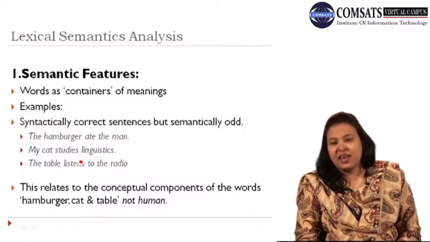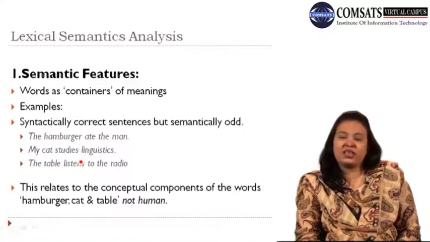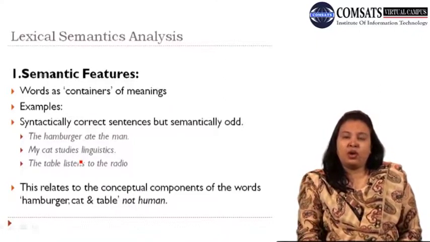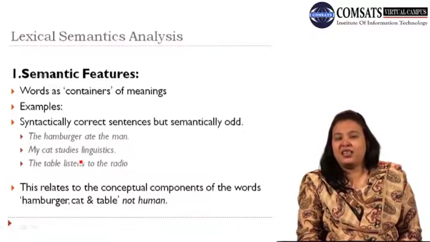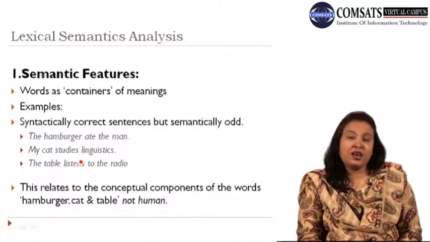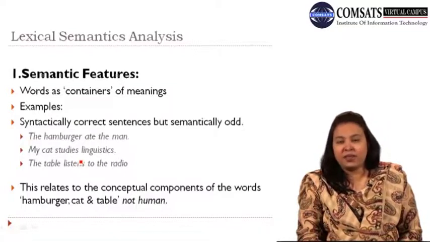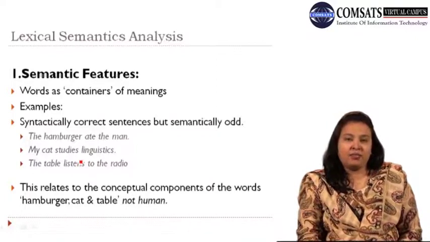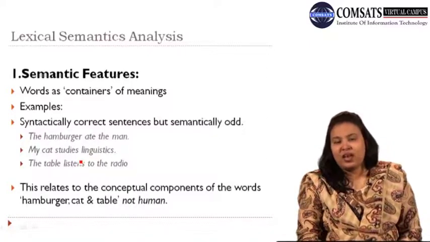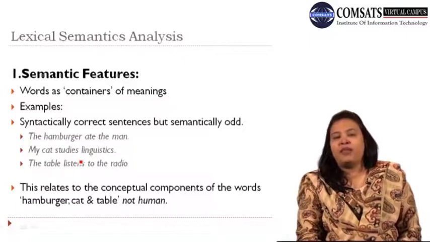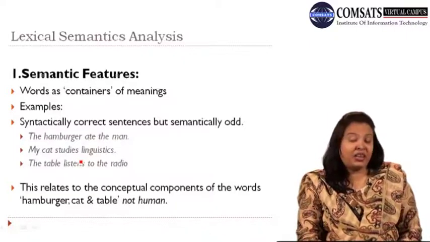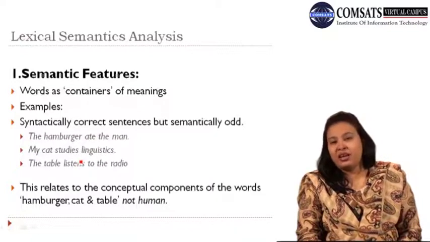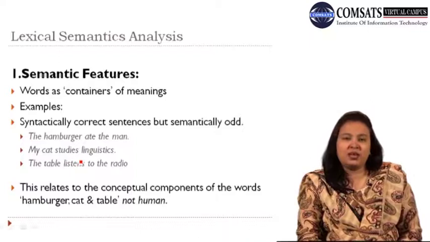For example, syntactically correct sentences that are semantically odd. If you remember, in our previous lecture on sentential semantics, we talked about anomalous sentences. Anomalous sentences are those which are syntactically correct but semantically wrong, not conveying any meaning. So here are certain examples: the hamburger ate the man, my cat studies linguistics, the table listens to the radio. Now look at all these sentences, perfectly patterned with respect to grammatical aspects. But what about their meaning?